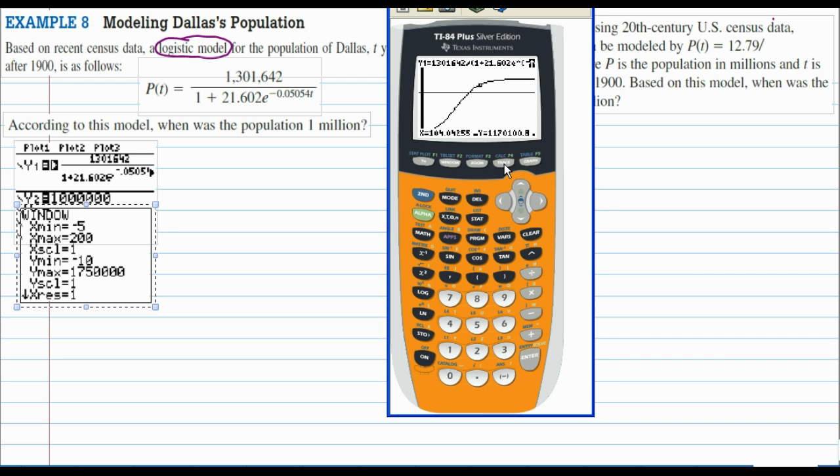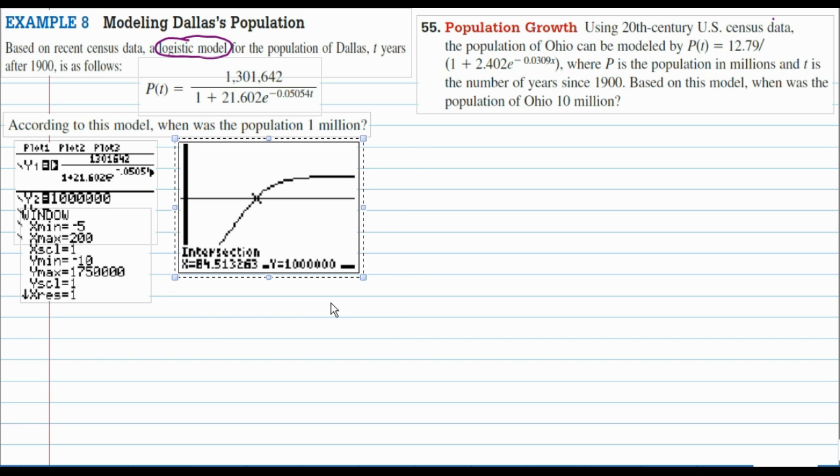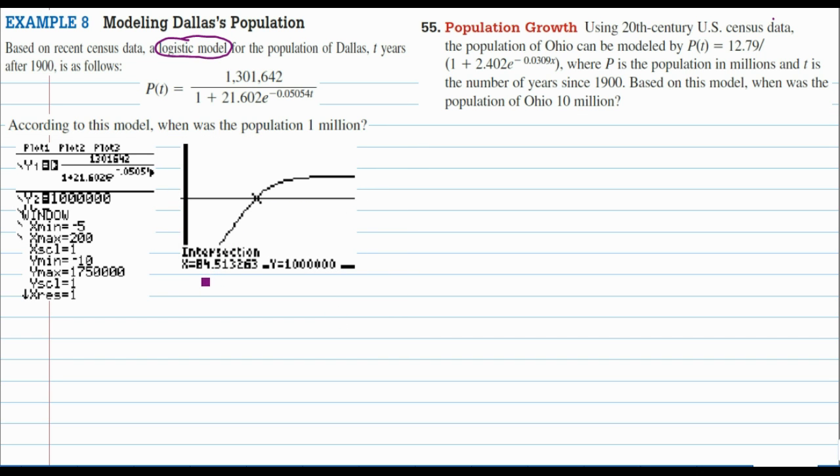So if I find my intersection, after 84 years, the population will reach a million. So since that's within the 84th year, that would be 1984. Oh, 1984. Big Brother.